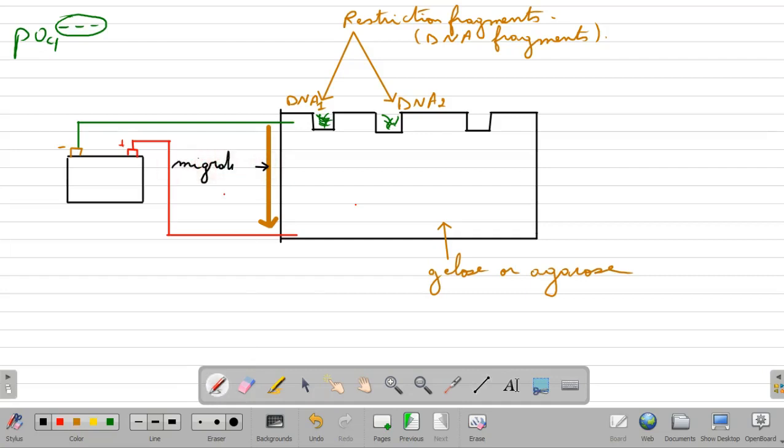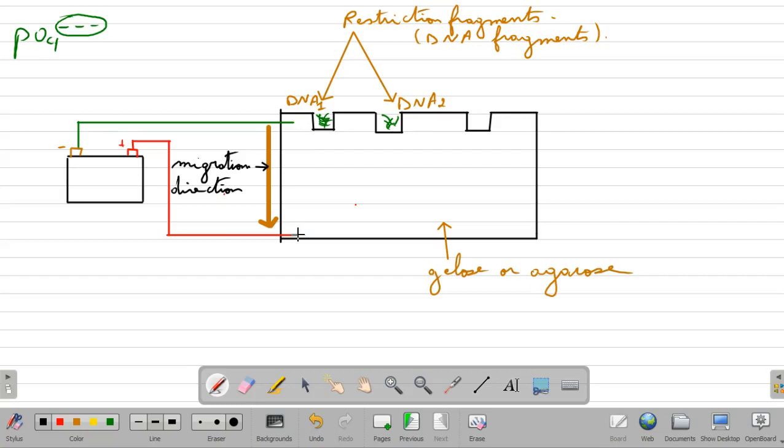Migration direction. The movement of the fragments of DNA will be downward, because the bottom of the container is connected to the positive pole of the battery.